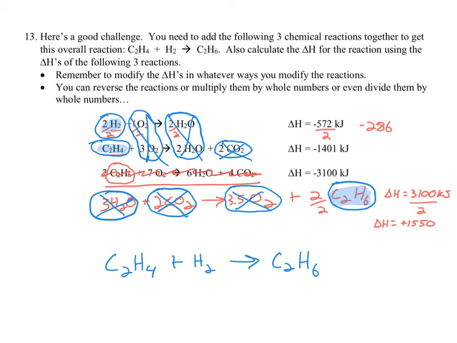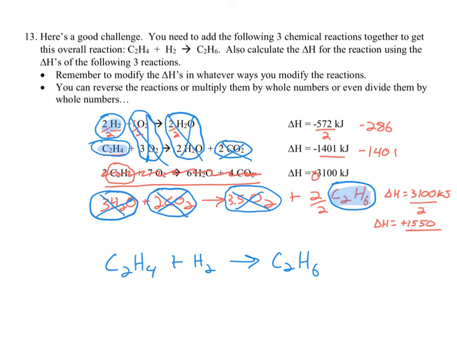Now what I want to do is evaluate my delta H's. On the first reaction, I divided that in half, and so that's where I got the negative 286. The next reaction, I didn't do anything with, so it's just going to be negative 1401. And the last reaction, I flipped it around, so I changed the sign from a negative to a positive, and then I halved it, so I divided by 2 to get our 1550 there. So what I'll do then is negative 286 plus negative 1404 plus 1550.